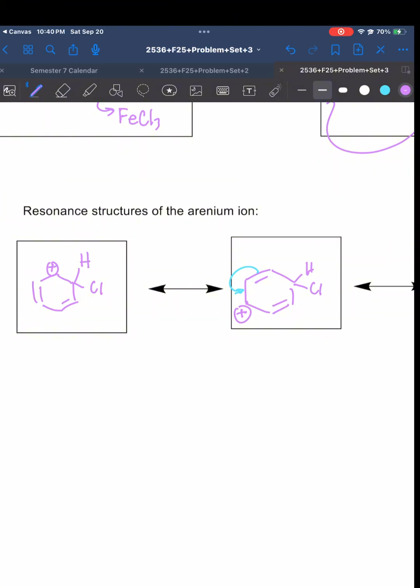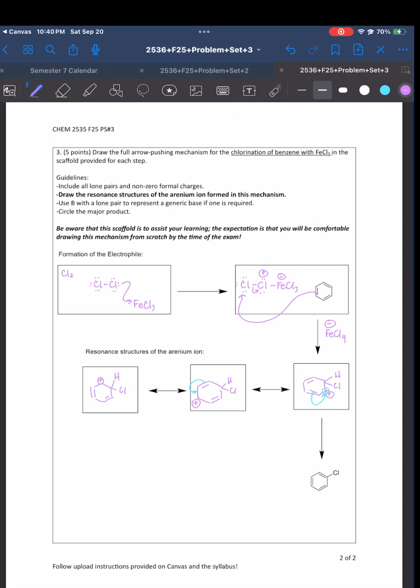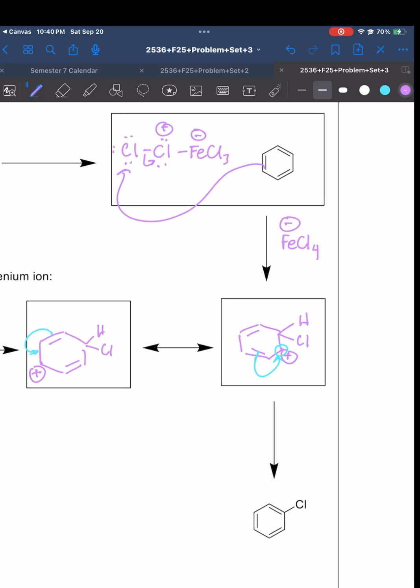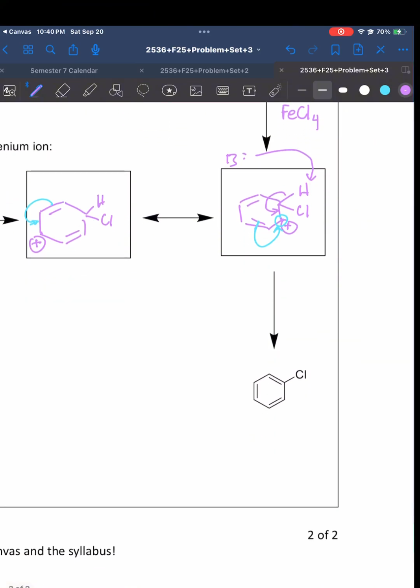Cl and hydrogen. Okay, and so now we have our resonance structures, and in order to get the final product here, we must use our best friend, any convenient base. We're going to draw an arrow attacking this hydrogen, and this pair of electrons right here is going to swing down here and fill in the double bond, giving us this final product.